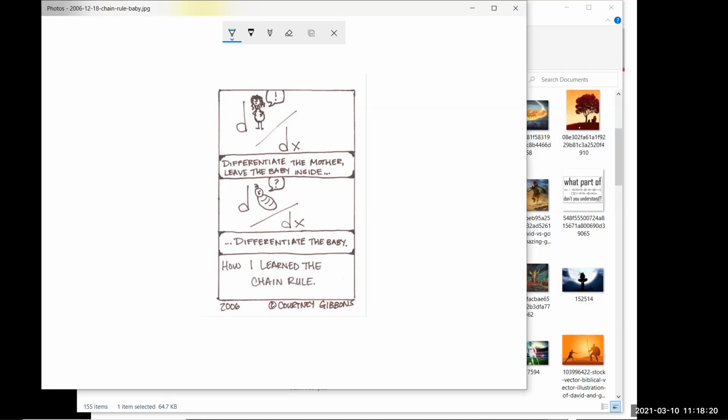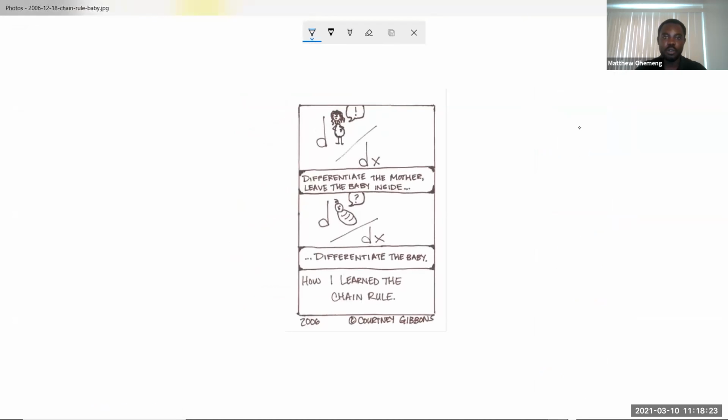Let me see. So one way some guy says he used to remember this is it's kind of like a pregnant lady, right? If you're differentiating the pregnant lady, there's a kid in her belly. So differentiate the mother, leave the baby inside, times differentiate the baby. Kind of funny when you think about it, but it works if it helps you to memorize this. So if you have composite functions like a mother with a baby in there, differentiate the mother, leave the baby inside, times differentiate the baby. So that's the chain rule.